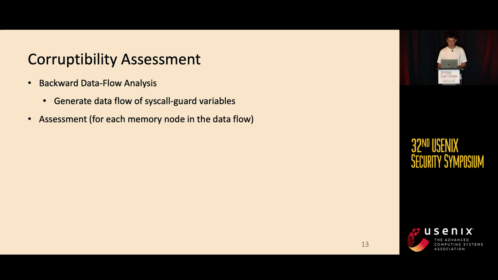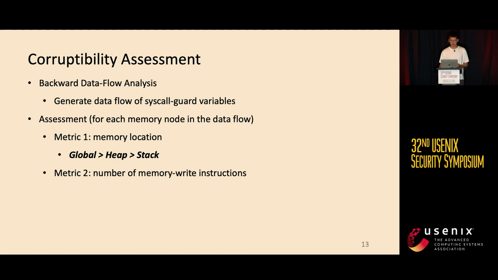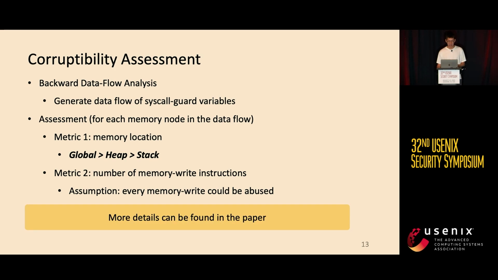We design two metrics to assess their capability. The first metric is memory location. We consider global variables are easier to be corrupted compared with the heap and the stack variables. The second metric is the number of memory write instructions. We assume every memory write instruction could be abused by attackers with the same probability. Therefore, more memory write instructions within the lifespan of the variable indicates higher probability of being corrupted. And more details can be found in the paper.